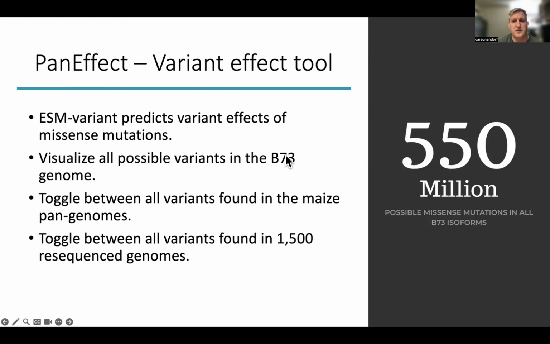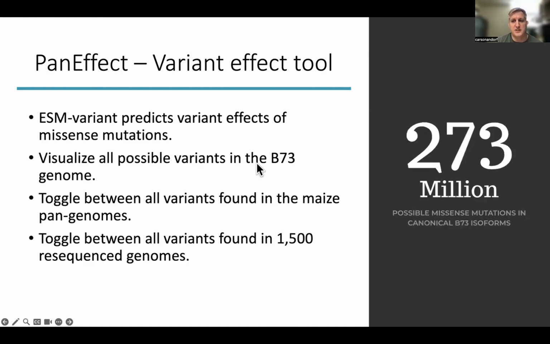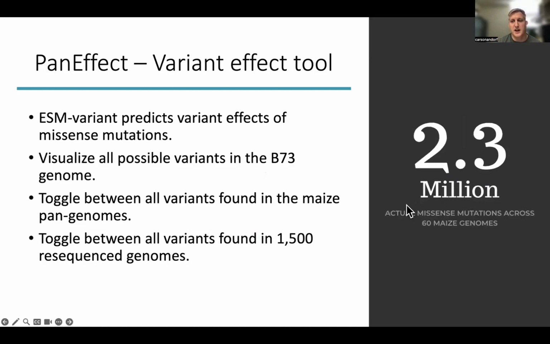As I mentioned, there are 550 million possible mutations. If you look at just the canonical or representative isoforms, there are about 273 million. Ethy Cannon and Maggie Woodhouse from our group developed a pan genome looking at 60 maize genomes, using synthetic orthologs to identify which proteins or genes were similar across each of these different maize genomes. You end up with pan sets of the same genes across each genome, and then we can look at the actual naturally occurring variations, and there are about 2.3 million of those.